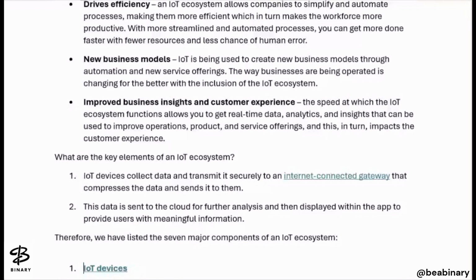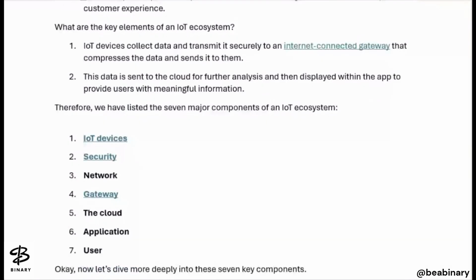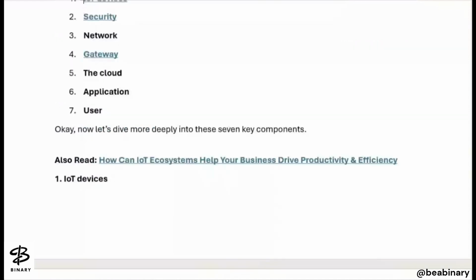So again, what 7 major components come under the IoT ecosystem? The various IoT devices, security, the network layer, the gateway, the cloud, the application you are using, and the user who is using that application. So 7 components are needed for an IoT system.